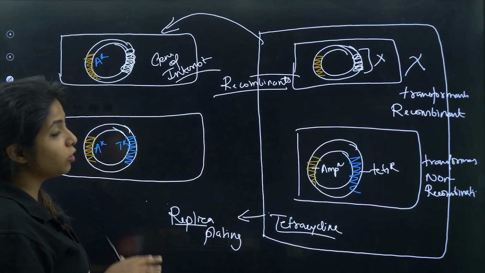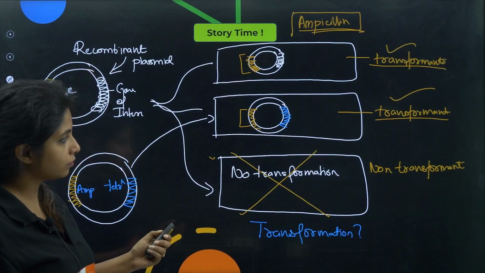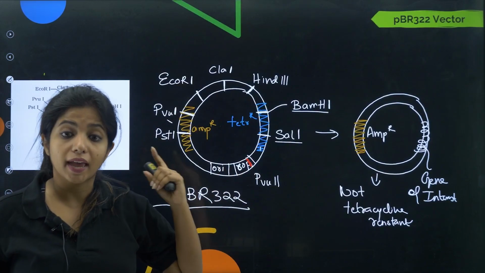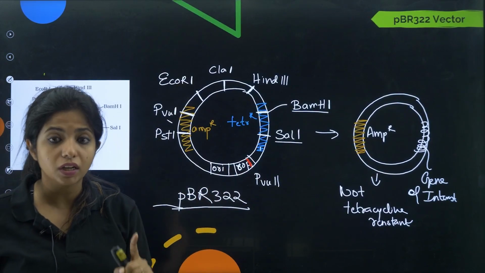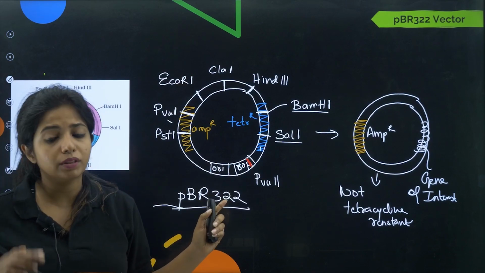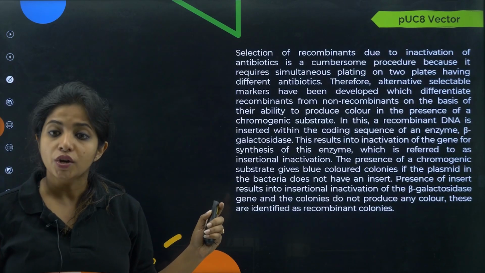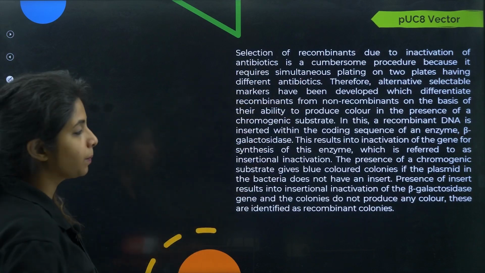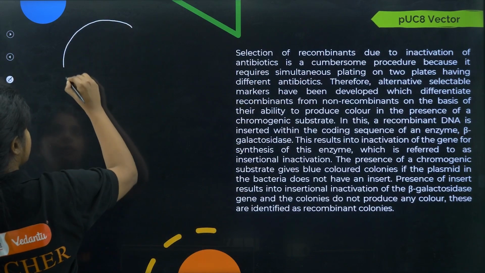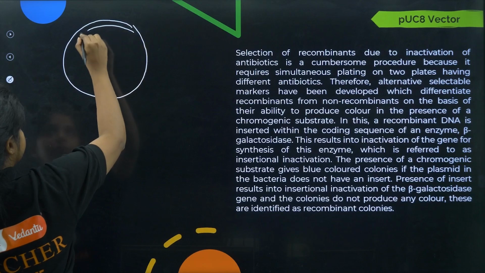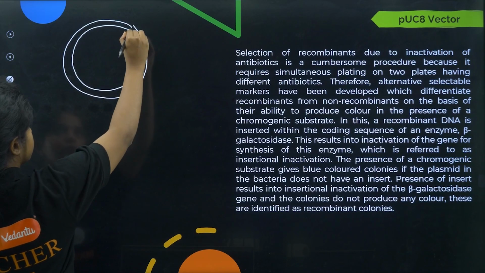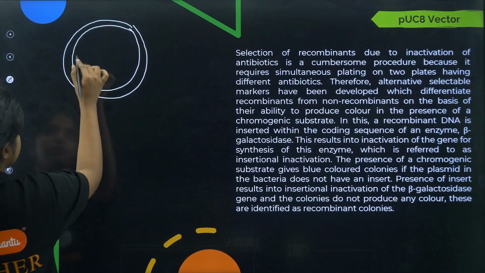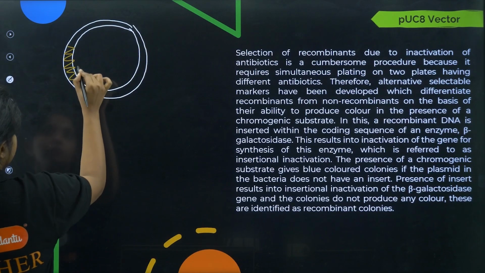So that is about pBR322. Now I have told you there is one more vector given in your NCERT. The name is not given, but they explain the entire scenario. So we have to study about that also. That is the pUC8 vector. What about them, children? pUC8 vector, this is another plasmid which also has an ampicillin resistance gene.